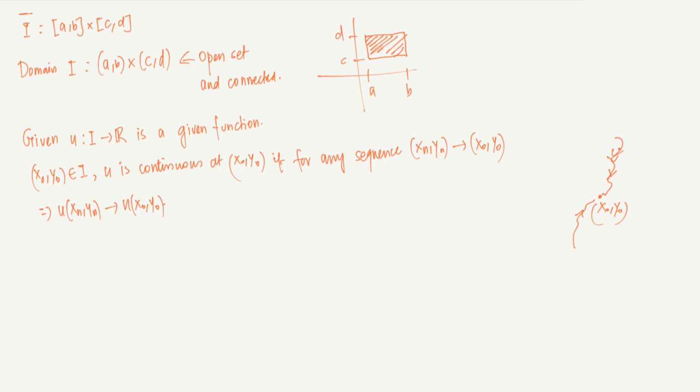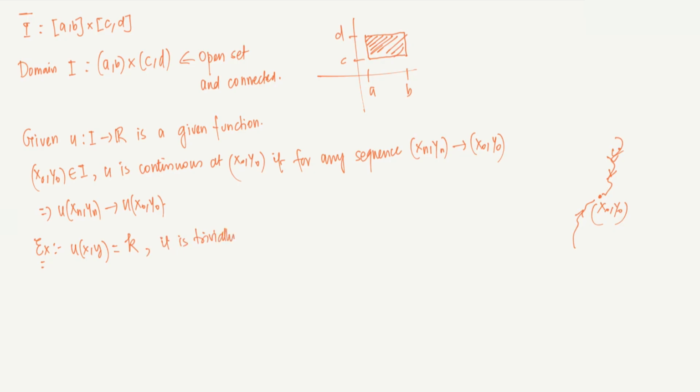That's what it means. As an example, let's say u of xy equals a constant k. K can be 1, k can be 5, it doesn't really matter. But you can see it is trivially continuous.